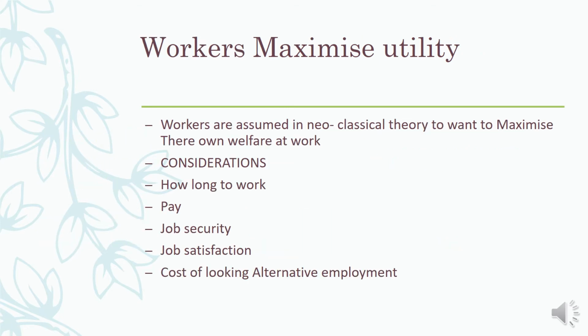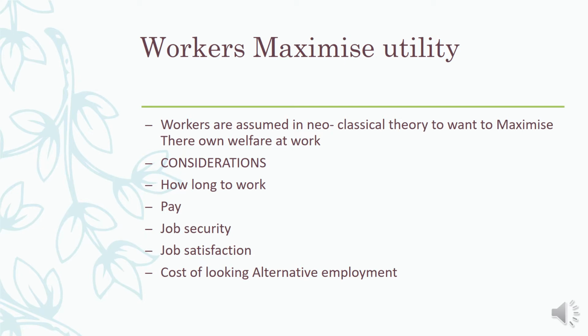Then in the case of workers, the economic agents we are discussing: first we discussed the consumers, and now we are going to discuss how workers maximize utility. Workers are assumed to, in neoclassical theory, want to maximize their own welfare at work. They will consider only their own welfare, not the particular company's or organization's welfare or benefits. Workers will always think about their own personal benefits.